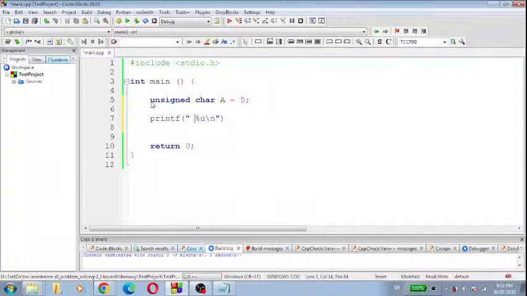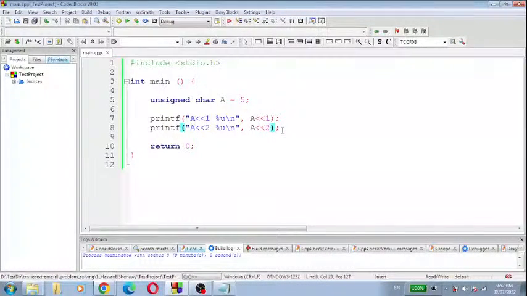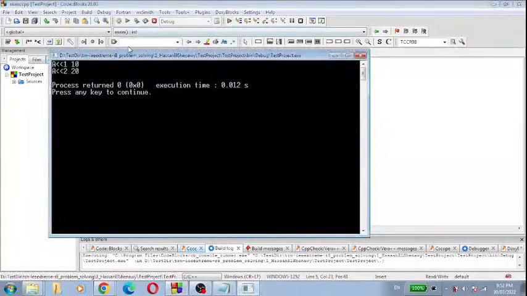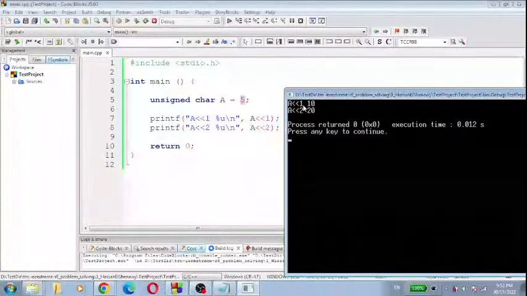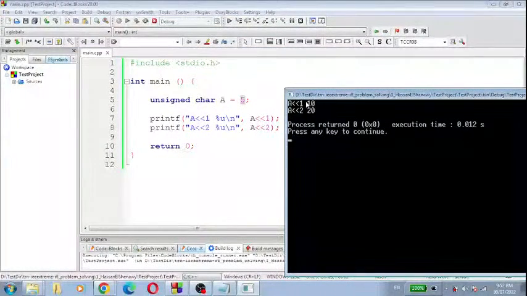Okay, that's a shifted by 1, you see, and now I'm going to make this as shifting by 1, and I'm also going to print shifting by 2. Okay, what's going to happen here? I have a with the value 5, then I'm going to run this. Here you see that I have shifted a by 1, then I got 10. When I have shifted a by 2, I got 20.